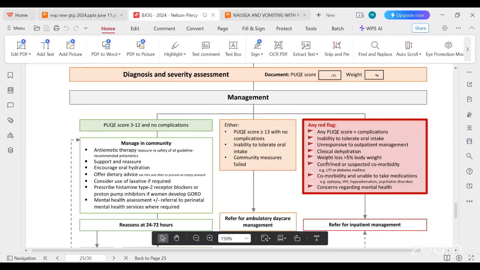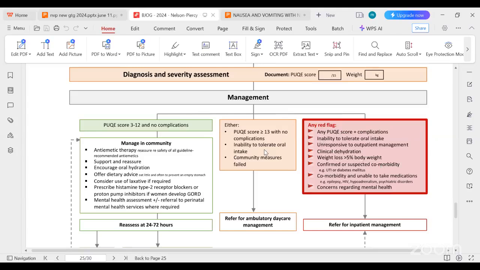But if there are no such red flag signs or any PUQE score, here you can see a PUQE score of more than 13. Here the score is 3 to 12. So this is the question. This side of the guideline is one question, and this is one question, and this is one question. Now you will go and solve the questions, and you will find it very easy.